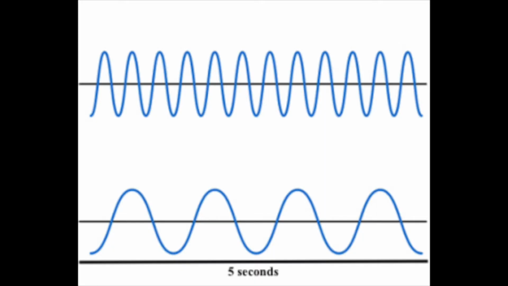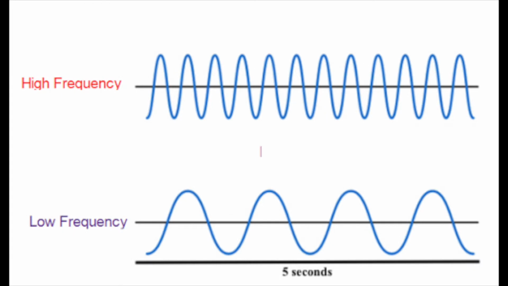To help explain frequency, take a look at these two waves. They obviously look different. The one on top is more narrow and scrunched up, while the bottom is wider and spread out. Something to notice is that this is over a period of time, 5 seconds. Over a period of 5 seconds, which wave has more peaks? That's right, the top one. So we say that the top one has a higher frequency than the bottom one.